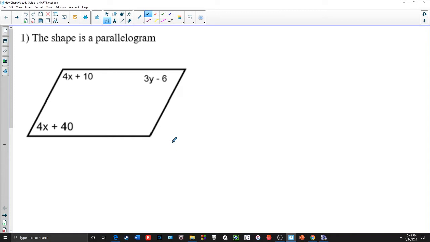So this requires us to use two properties. The first property we should know is that consecutive angles in a parallelogram add to 180, consecutive being side by side. So these two angles here will add to 180, and in addition, these two angles here would add to 180, these two angles here would add to 180, and these two angles here would add to 180, which again doesn't really help us out for these three, but the main one being that since these two add to 180, I can go ahead and make an equation. 4x plus 10 plus 4x plus 40 equals 180.